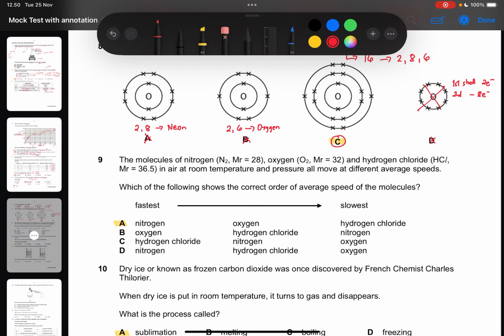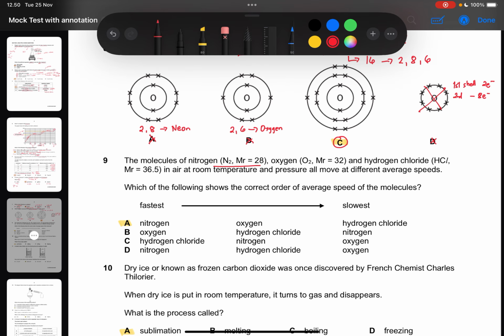Question number 9. The molecule of nitrogen, which is N2, has an MR of 28. Oxygen, which is O2, has an MR of 32. And hydrochloric acid has an MR of 36.5. In air at room temperature and pressure, they move at different average speeds. Which of the following shows the correct order of the average speed of the molecules? So starting from the fastest to the slowest.